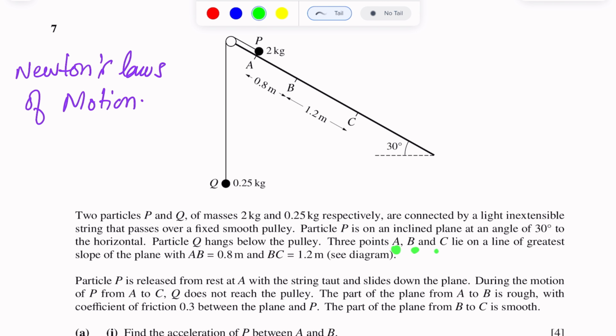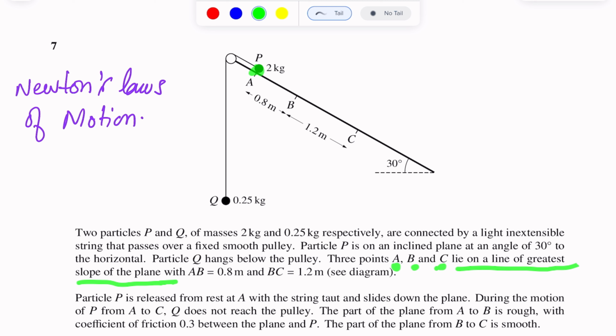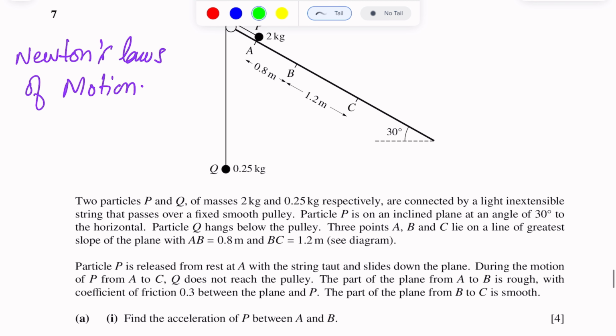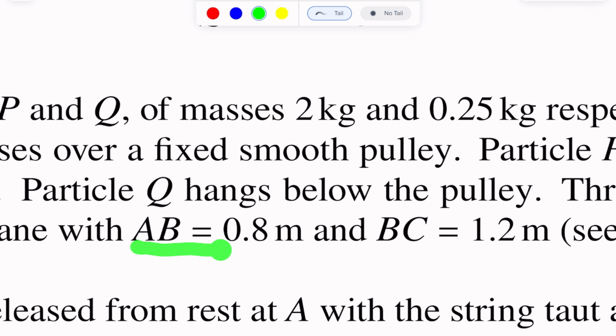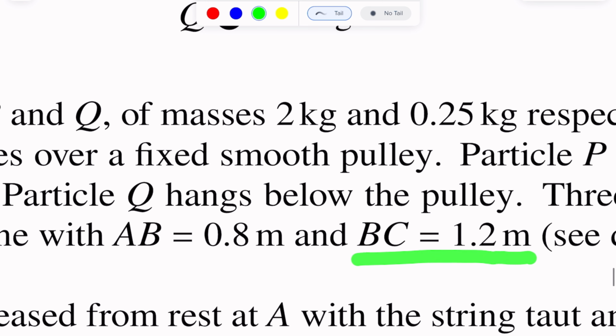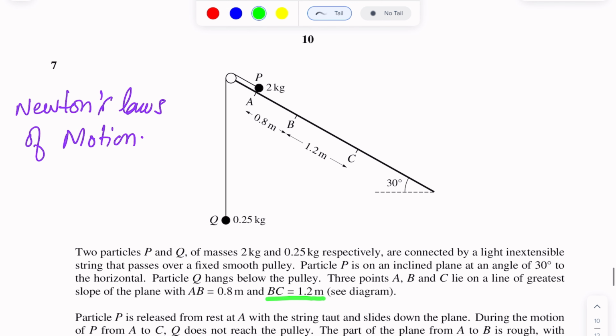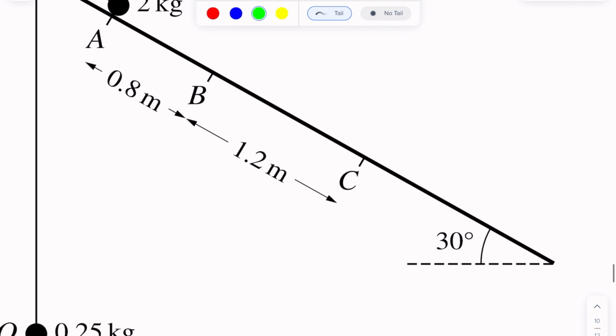Three points A, B and C lie on a line of greatest slope of the plane. These are the three points A, B, C on the plane. Distance AB is 0.8 meter, BC is equal to 1.2 meter. This is AB, this distance is 0.8, BC distance is 1.2 meter.